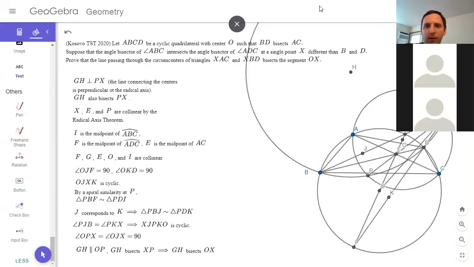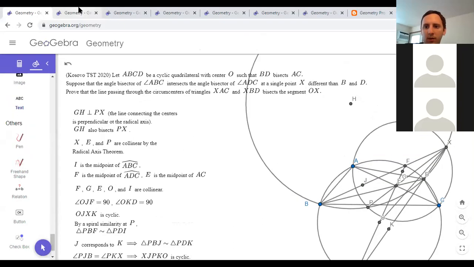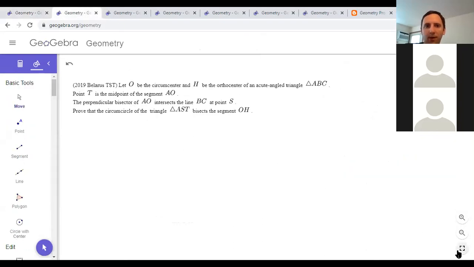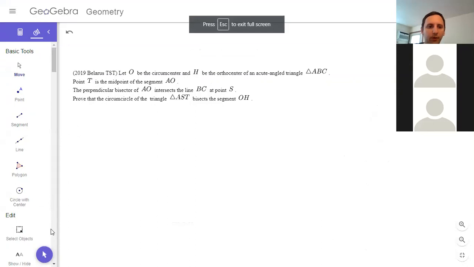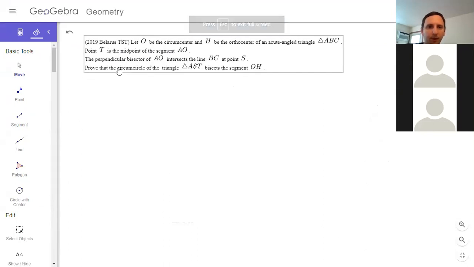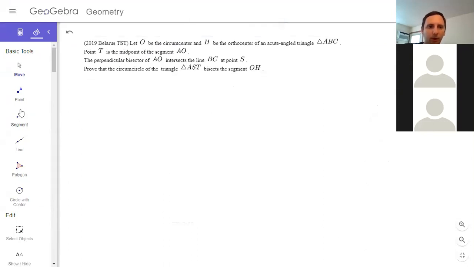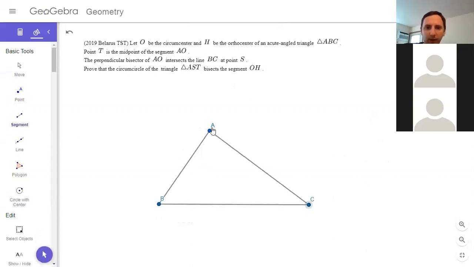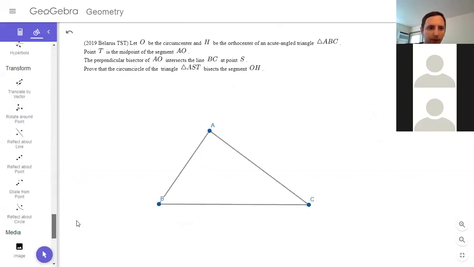Let me go to this one. This one's from Belarus. Doesn't look super hard. So we have a triangle ABC. O is the circumcenter.